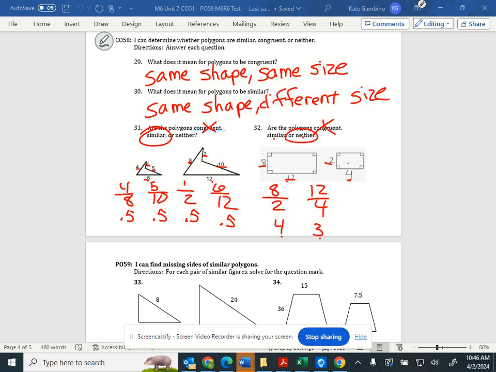When I look at the rectangles, I don't necessarily see that they look different. So we can't just look at it and say, oh, it looks to be the same shape, so I'm going to say they're similar. Because they are not actually the same shape. I have to do the math.